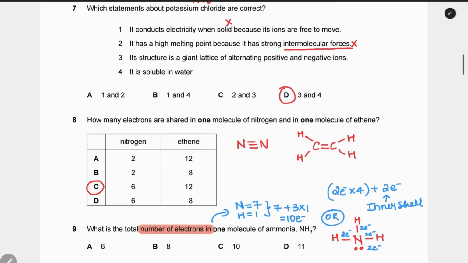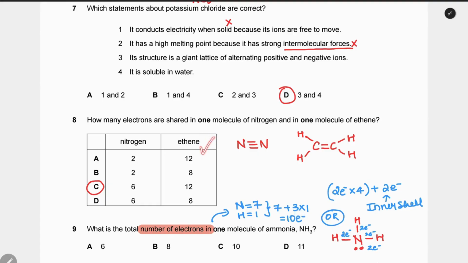Next question, A. How many electrons are shared in one molecule of nitrogen and one molecule of ethene? So as you can see, it is given as one molecule of nitrogen. Whenever there is one molecule of nitrogen, you need to write N2, because they are only talking about the molecule, and we must know that the nitrogen structure has a triple bond. You cannot just write a double bond. So it's a triple bond, and we need to see how many electrons are shared in one molecule of nitrogen. So as you can see, 1, 2, 3, 4, 5, 6. So the answer is 6 for nitrogen, which is C and D.